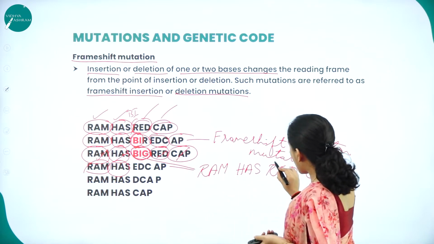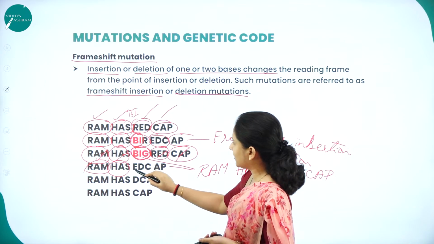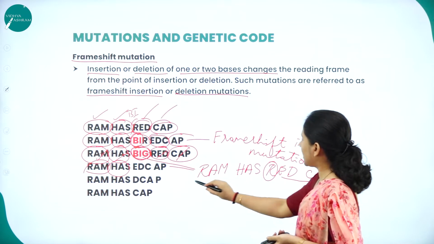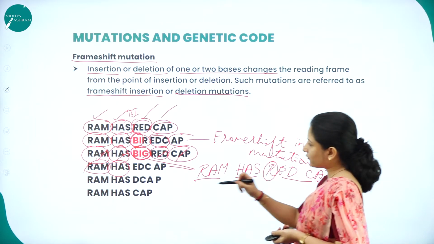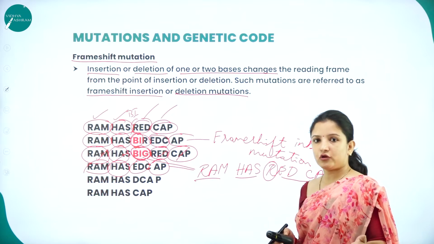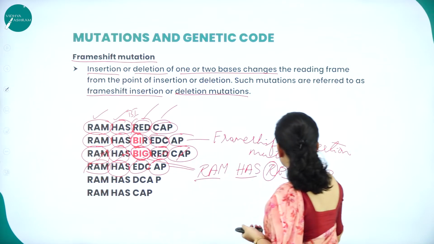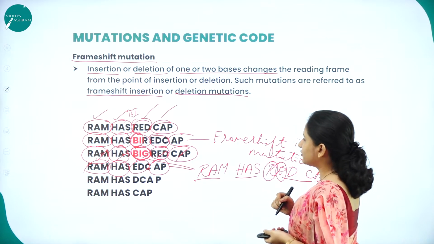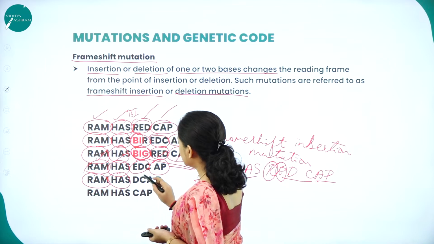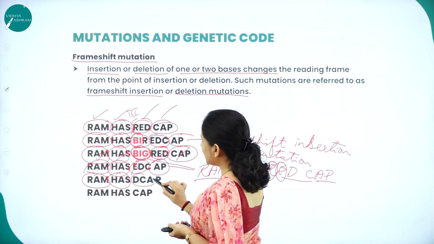Here what happened? R got deleted completely, if you can see, right? So therefore what will remain here? EDC will remain, AP will remain, RAM will remain as such, HAS will remain as such. That is what has happened here. Therefore altering the amino acid chain, therefore altering the protein, and therefore causing a lot of diseases. Here also, now if I say E has been removed, R also got removed, E also got removed. What happened here? RAM will remain the same, HAS will remain the same, E got removed, and R was also removed earlier itself, so therefore it will become DCA.